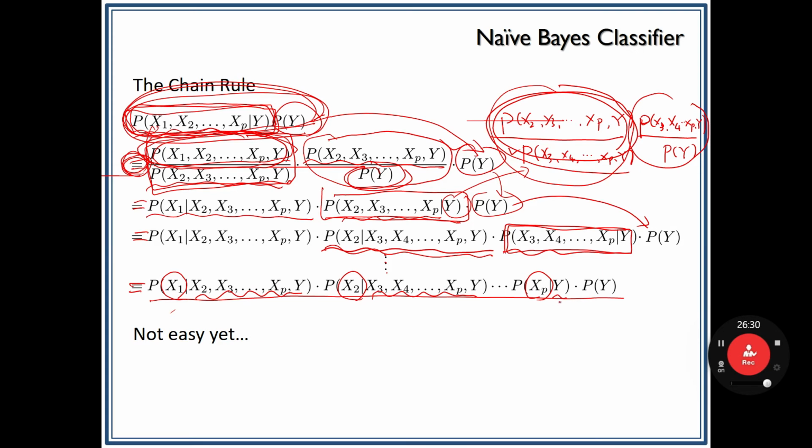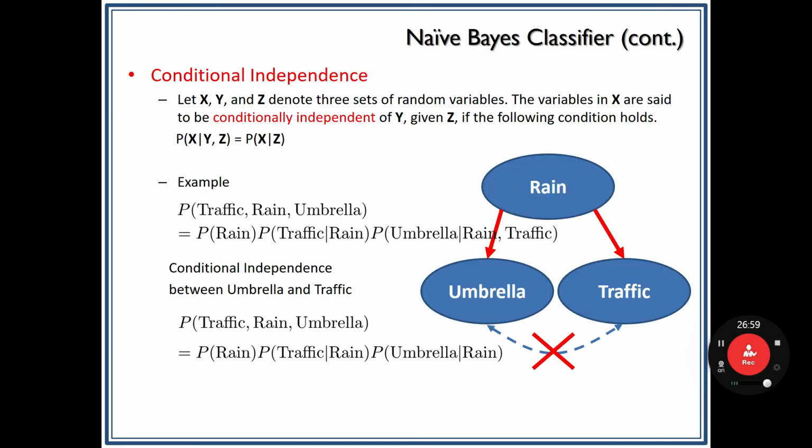But the thing is that still, because of these joint events, estimating those conditional probabilities from the training set is still difficult. It's not easy yet. So after incorporating the chain rule, we have to adopt another concept to make this problem easier, which is conditional independence.